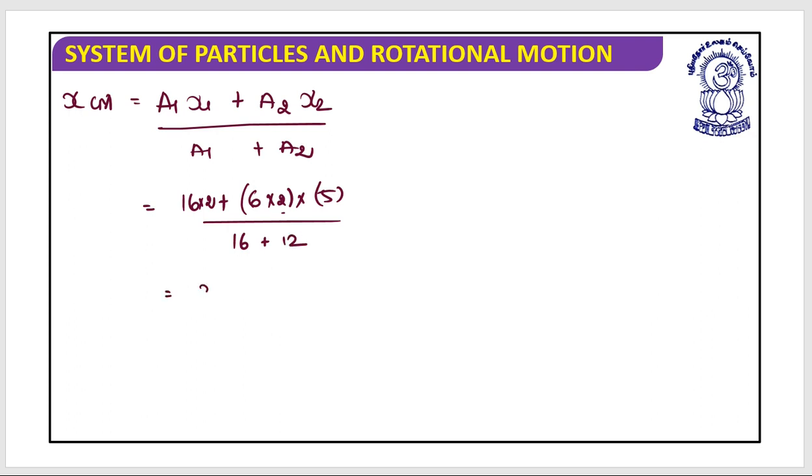So this could be written as 16 twos are 32 plus 6 twos are 12, 12 fives are 60, divided by 16 plus 12, which is 28.